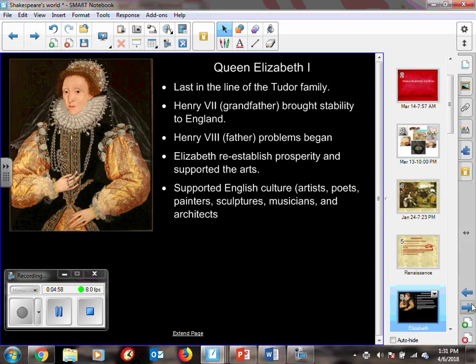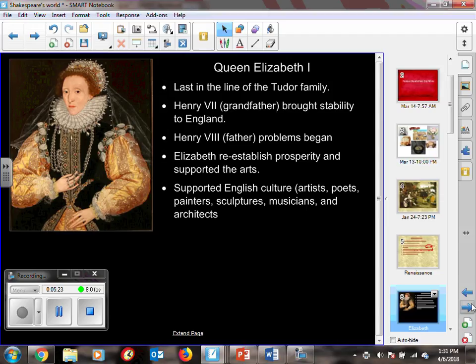Henry VII was her grandfather, and he brought a lot of stability to England. But her dad is where her problems began. He was Henry VIII. I don't know if you know the great Beatles song, Henry VIII, I Am, I Am. Henry VIII had a problem with being faithful to his wife. In fact, he had several wives.